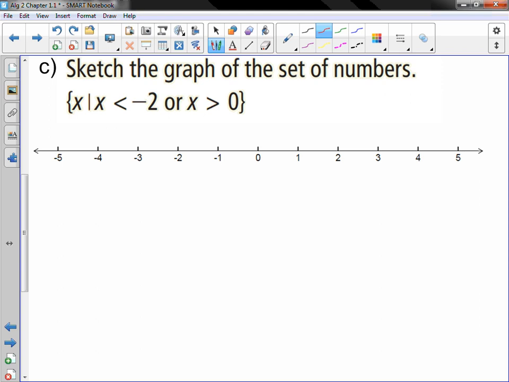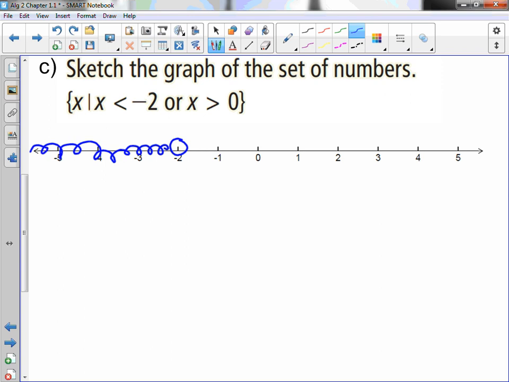Sketch the graph for the set of numbers. So the set of all numbers x such that x is less than -2 or x is greater than 0. So at -2, we will have an open circle, and we would shade to the left. It's less than -2.